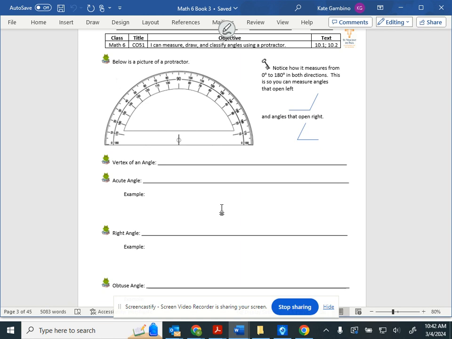Why do you think it goes in 2 different directions? Why does our protractor, why can we measure in 2 different directions? Melanie? That is a really good guess, that it's negative or positive, but here's the thing with degrees. There are no negative degrees that we're going to use. It is a full circle. But why can we measure to the left and we can measure to the right? Why do you think, Claire?